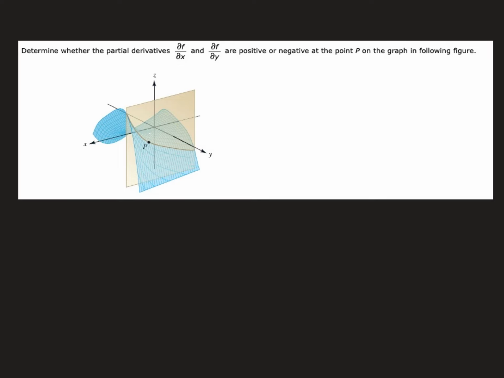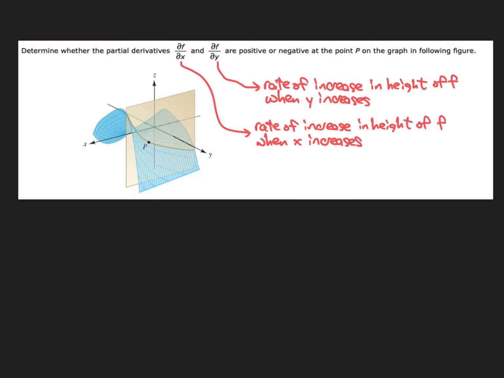So here we have one of those problems that relies on a geometric meaning for a partial derivative. And specifically, the interpretations of the partial derivatives that we need for this problem are that, for example, partial f partial x is a rate of the increase in the height of f when x increases by a small amount, and partial f partial y is the rate of increase in the height of f when y increases. And believe it or not, we've been given enough information to determine whether both of these are either positive or negative at the given point P.